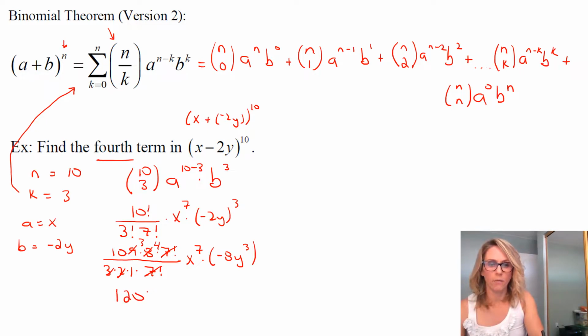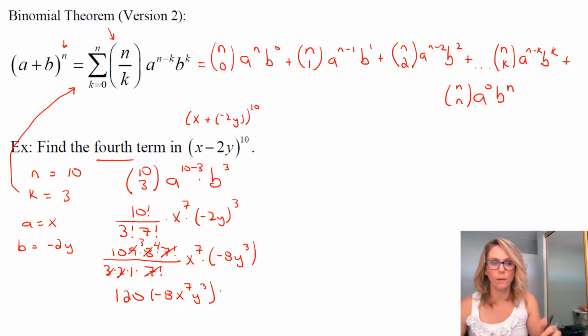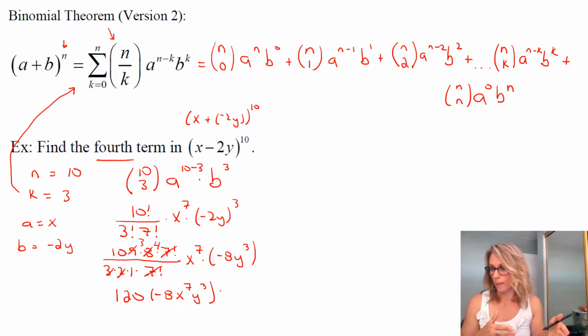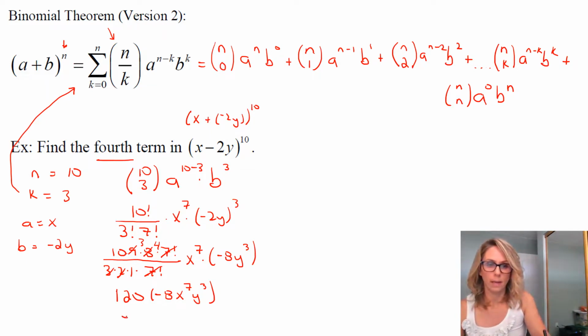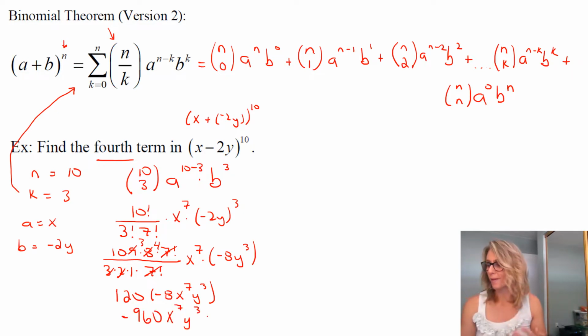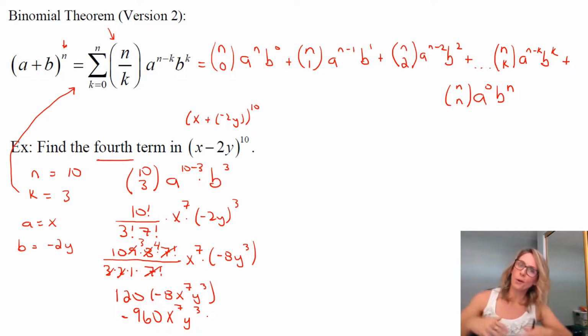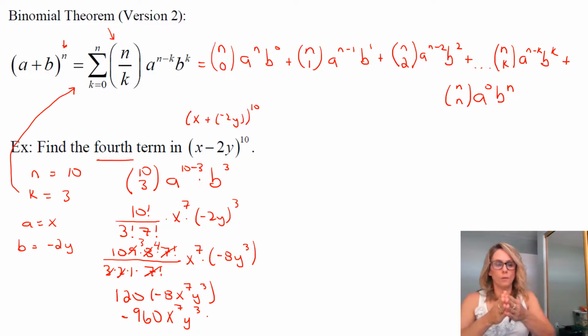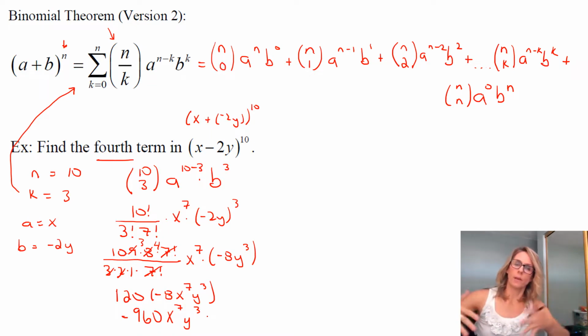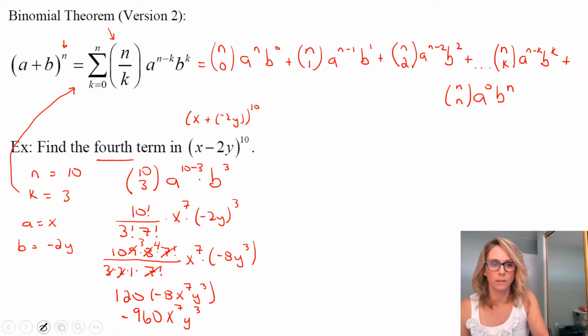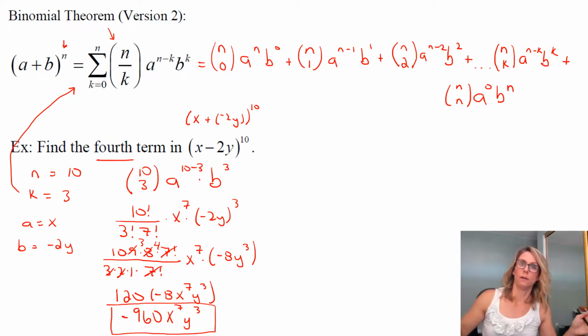And then I have negative 8 x to the 7th y cubed. So now I would just need to do negative 8 times 120, and that will be a negative 960 x to the 7th y cubed. So even though that was a lot of work, it is just the fourth term in the drawn out expression that is x minus 2y to the 10th. This is the fourth term in that very long expression.